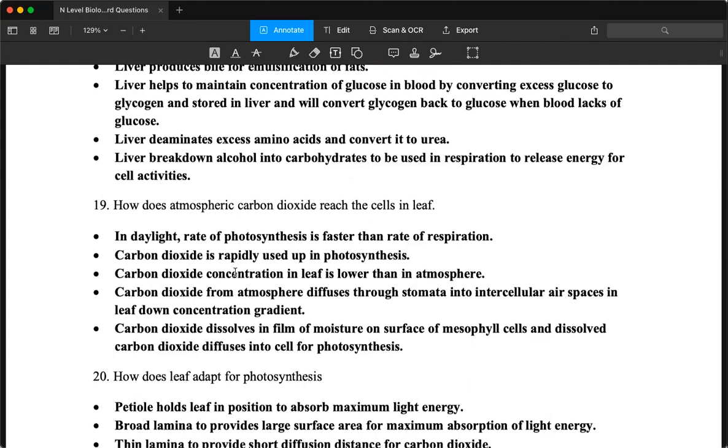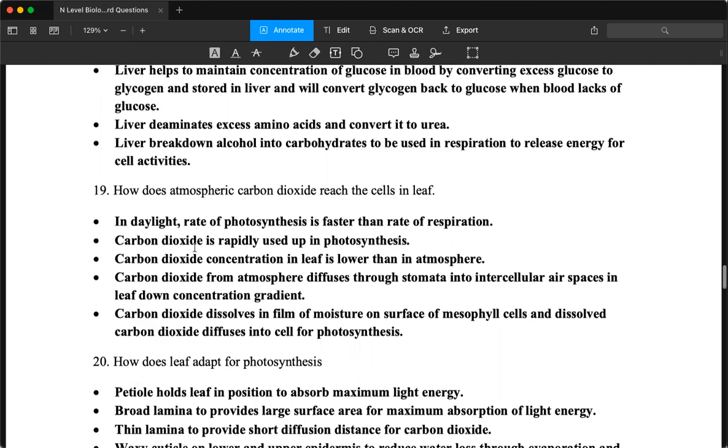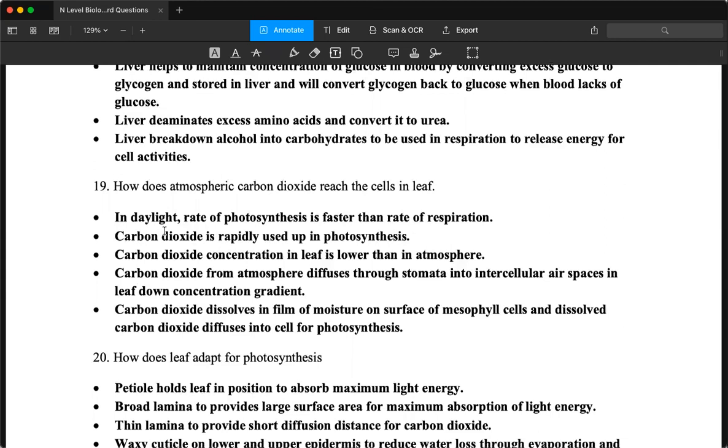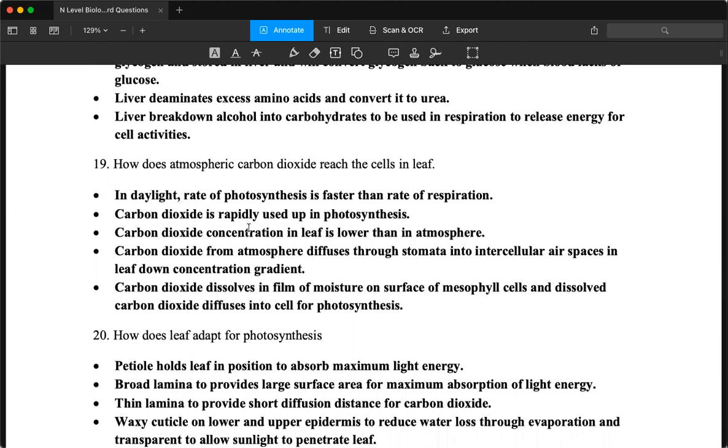Okay, move on to plant nutrition. Now, how does atmospheric carbon dioxide reach the cells in the leaf? Number 1, in daylight, the rate of photosynthesis is faster than respiration. Carbon dioxide is rapidly used up during photosynthesis. Carbon dioxide concentration in the leaf becomes lower than atmosphere.